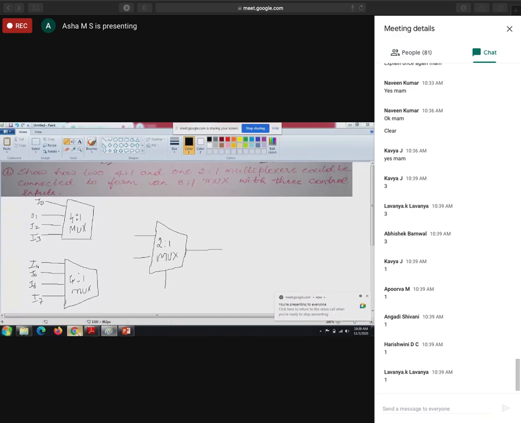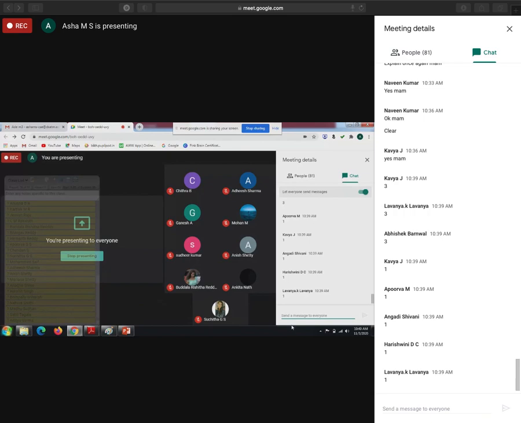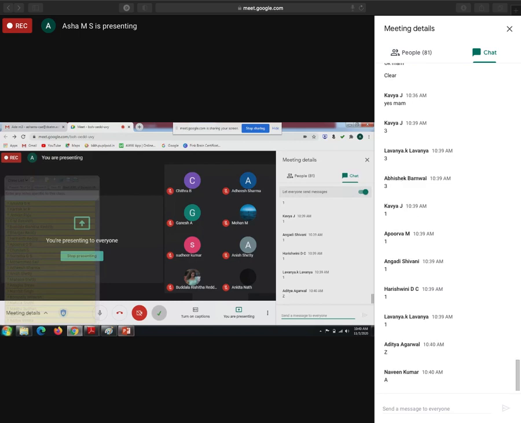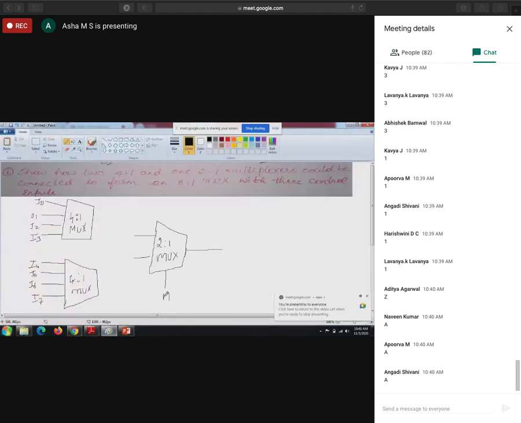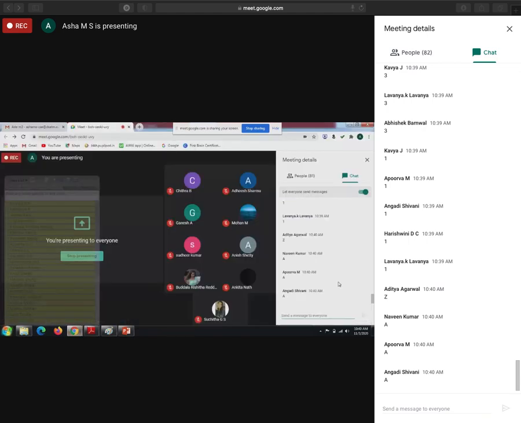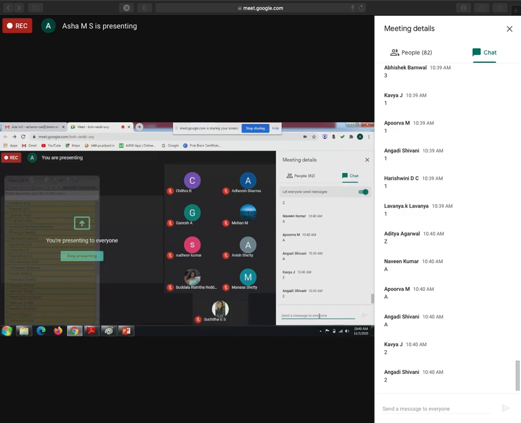So what should I name it? What should I label for that? Give any name for that control line. Usually we take A for the output, right? People are saying A. So how many more remaining? Two. Where will you connect those two control lines?